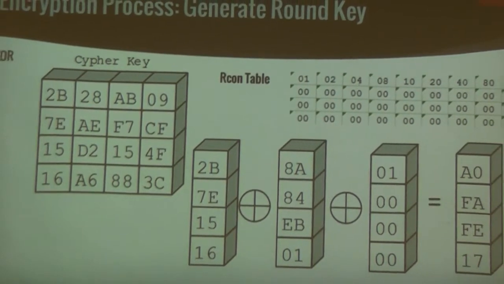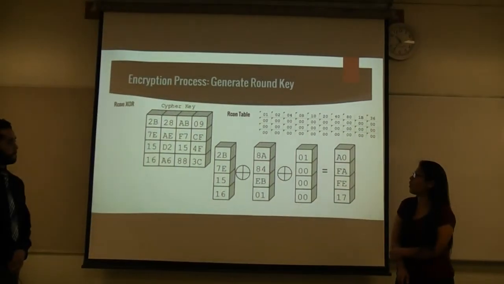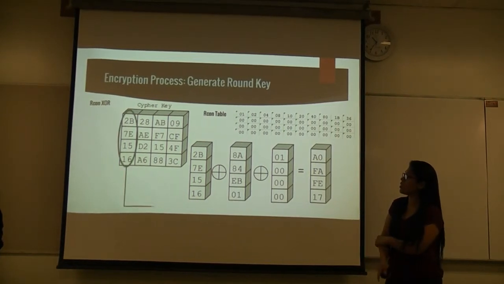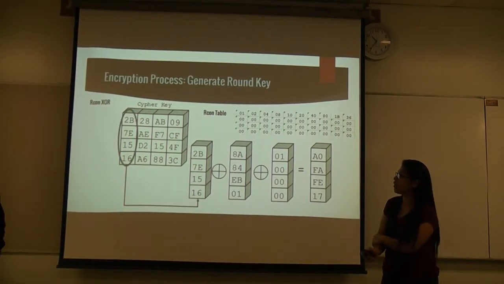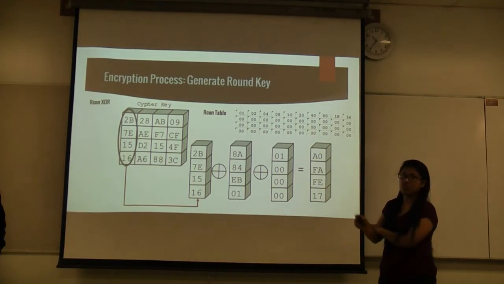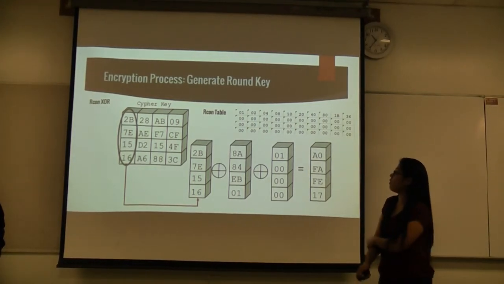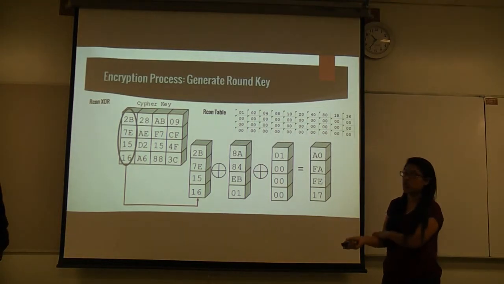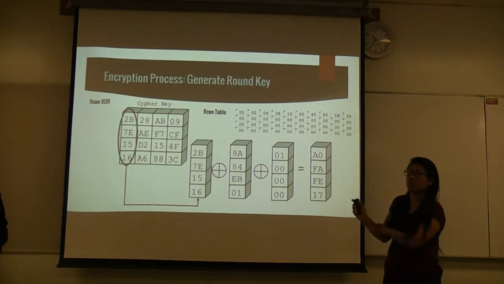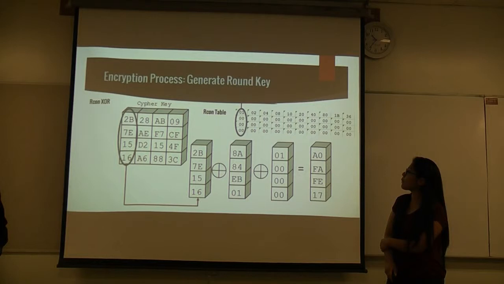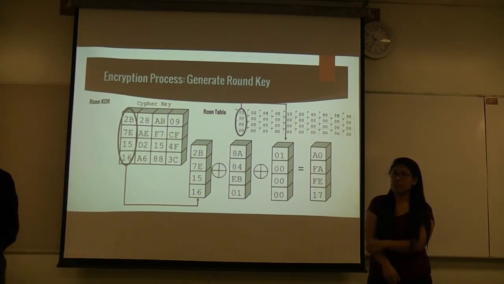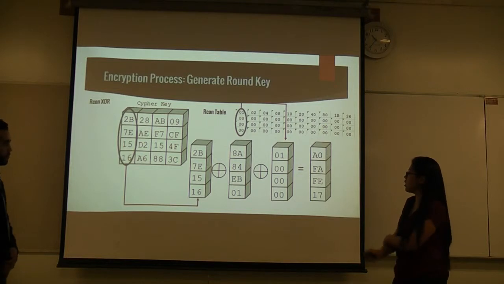So that value that you created, you're going to be XORing with the first column of the cipher key. So you take the first column and XOR it with the sub key you pulled out. And then we use an RCON table, another lookup table, to XOR with that first column. All these lookup tables that we've been using are specific to the AES encryption. So then you generate your new column.